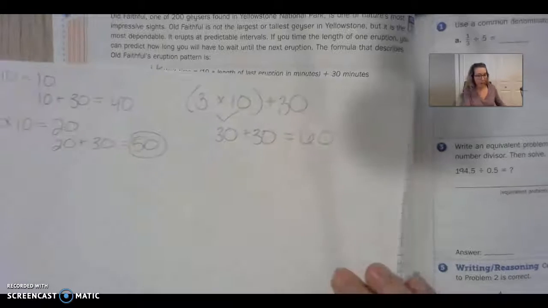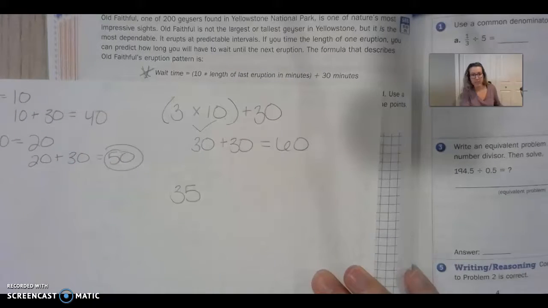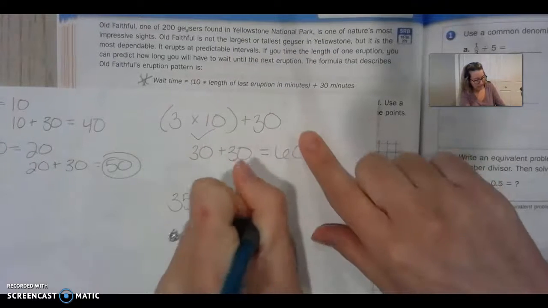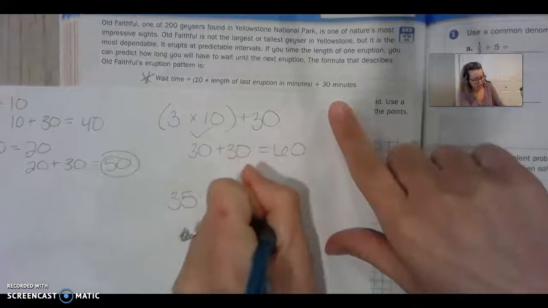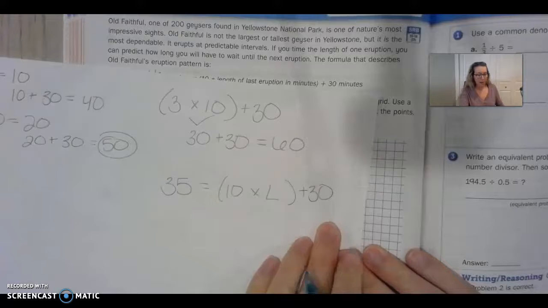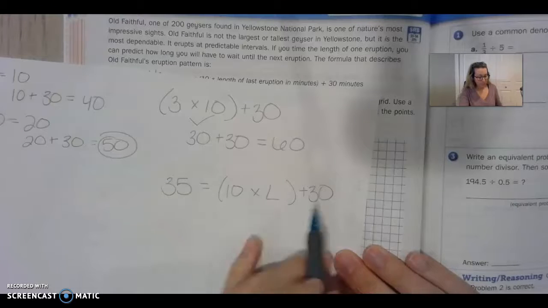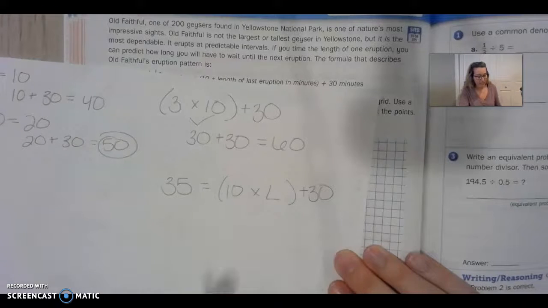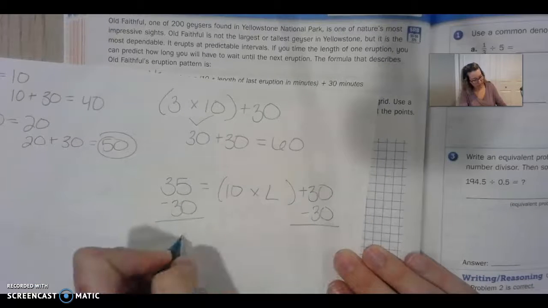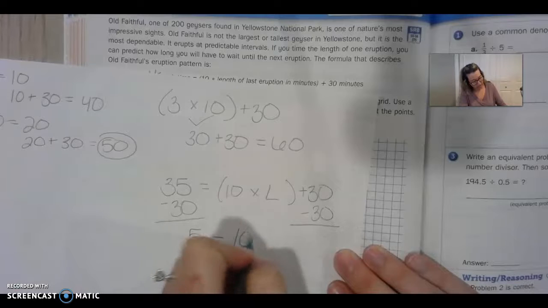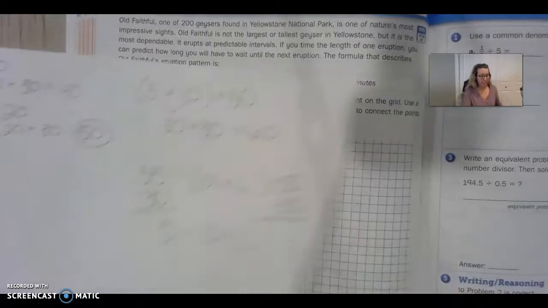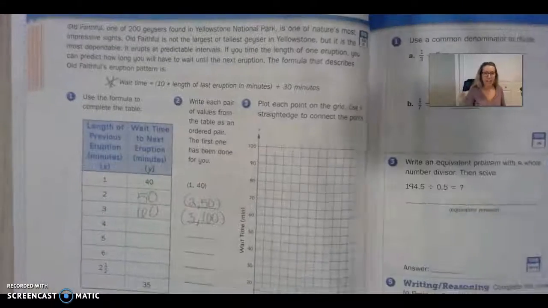So we're told that 35 is our answer. And we know that this is our formula. 10 times the length of the last eruption, I'm going to use an L, plus 30 minutes, okay? How can we work backwards from here? Well, I know that I added 30 to get this answer, so I'm going to subtract 30 from both sides, and I end up with 5 equals 10 times the length. Okay, and I think you can take it from there. That's just a hint.